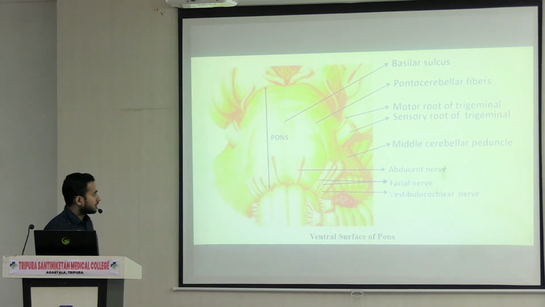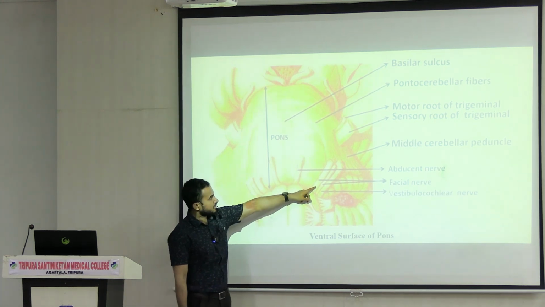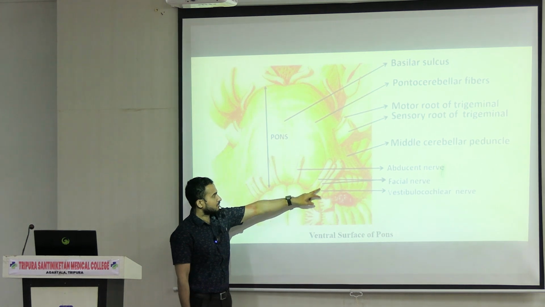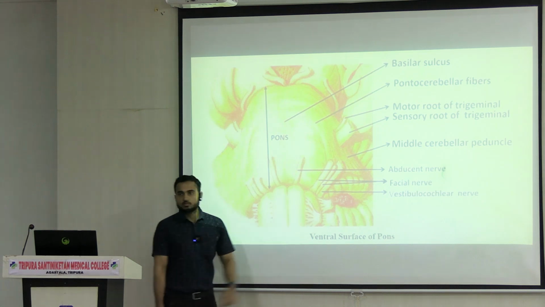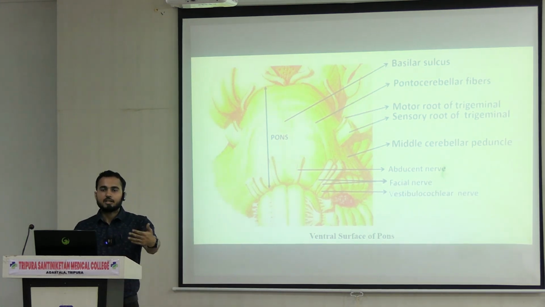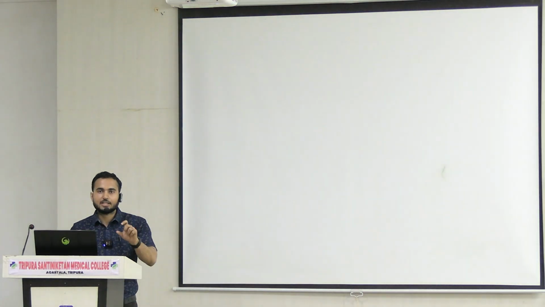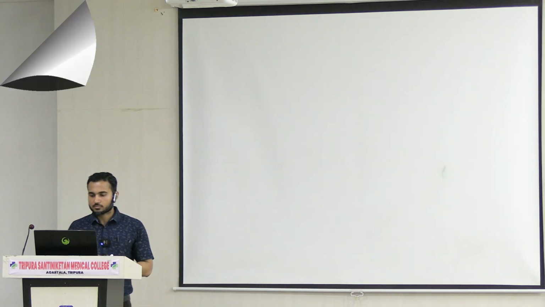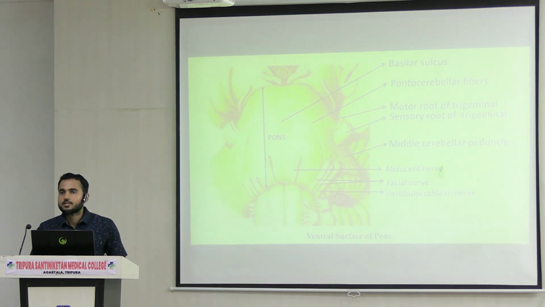So can you see? Here is the abducens, you can see the facial nerve, and the nervus intermedius is also coming out, and then here you can see the vestibulocochlear nerve. As I have mentioned, every time you study the various parts of the brainstem, you will come to know exactly where the cranial nerves are arising. Next, the anterior surface is done.